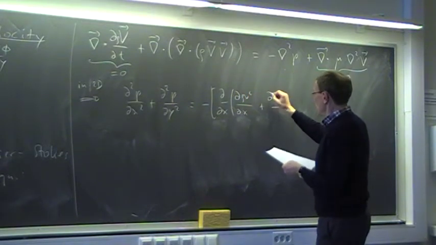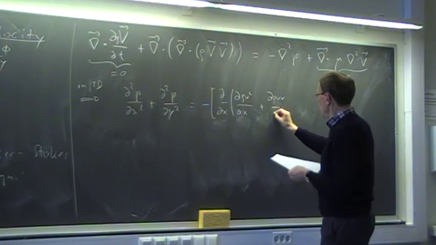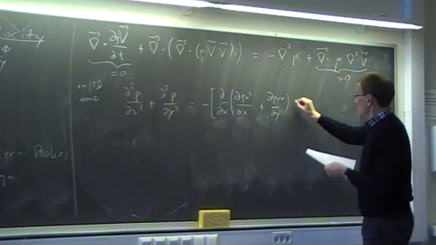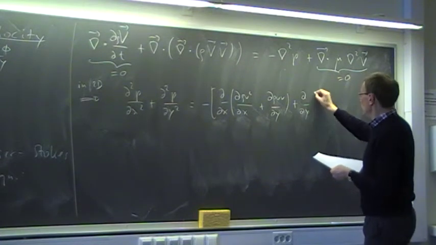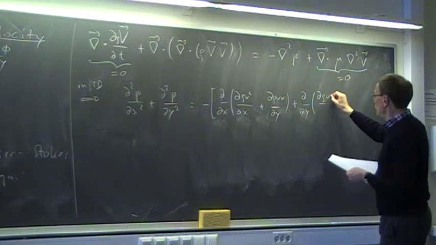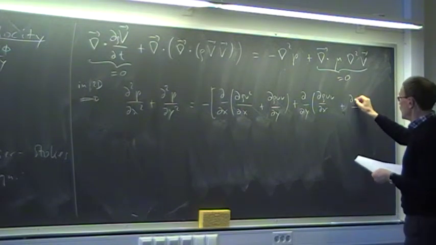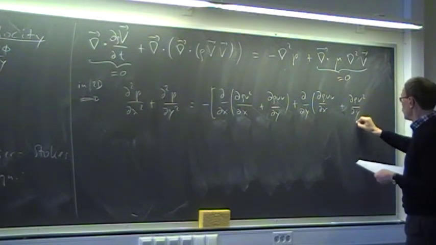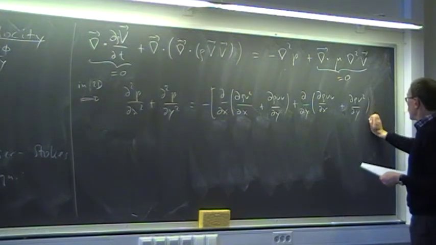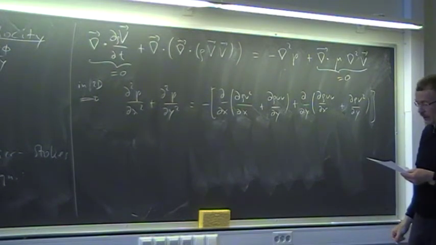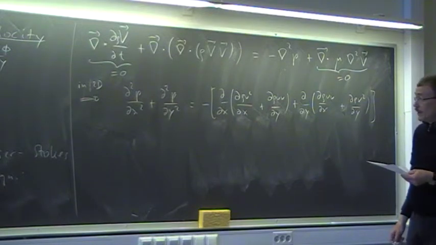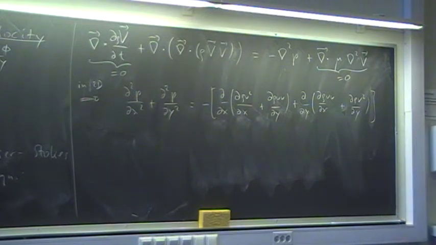But I write it now just as it comes: u v dy and d dy of d rho u v dx plus d rho v squared dy. So that is then the minus of the nonlinear term. And if we know the velocity, u and v component in this case, then we have a Laplace equation for the pressure. A Poisson equation for the pressure.